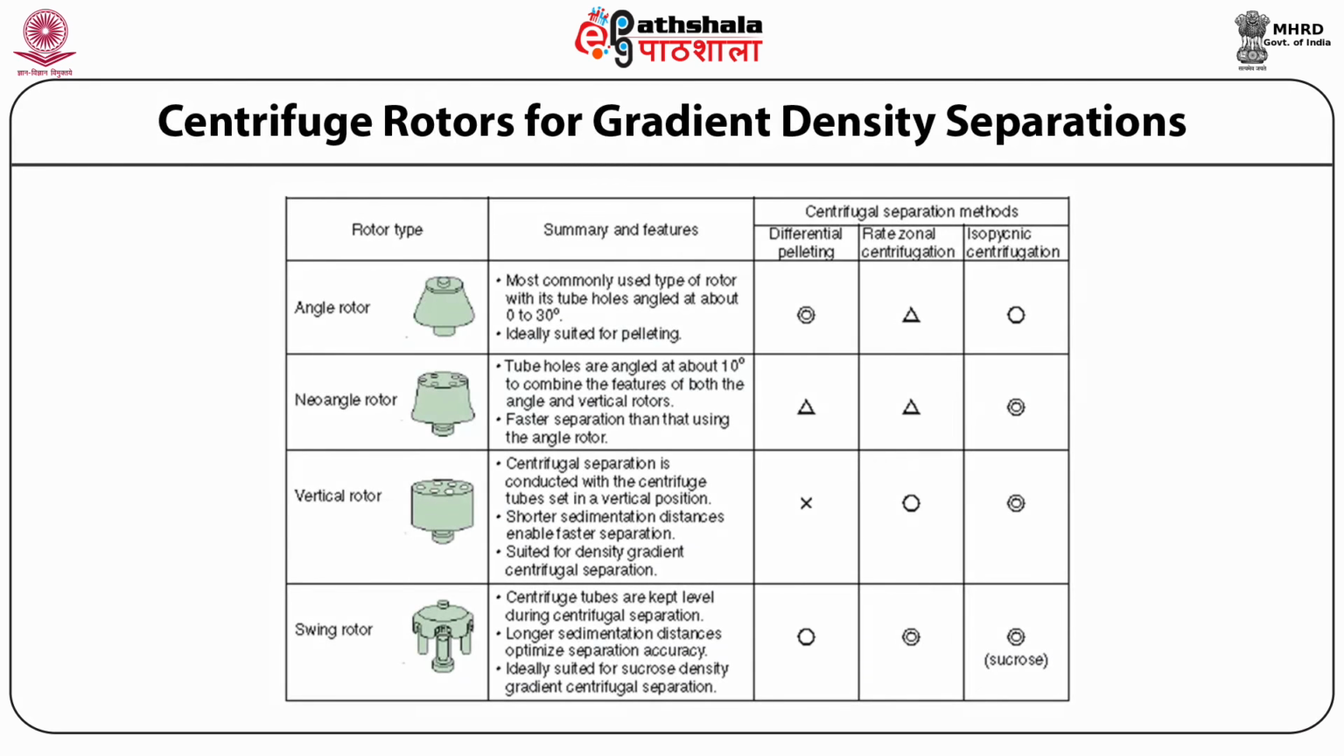We will describe the different types of rotors used for gradient separation, because the type of rotor is also a very essential factor for the separation of biological molecules. There are four types of rotor, and I'll discuss them one by one. First is the angle rotor. The angle rotor is the most commonly used type of rotor, in which the tube holes are angled at about 0 to 30 degrees, and it is ideally suited for pelleting. It depends on the centrifugation method, like differential pelleting, rate zonal, and isopycnic.